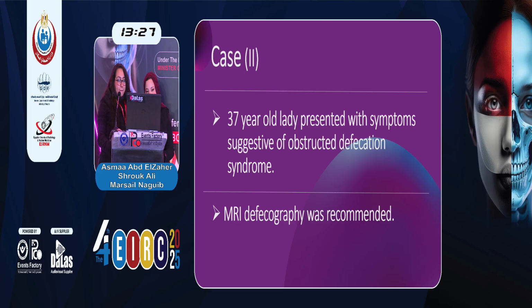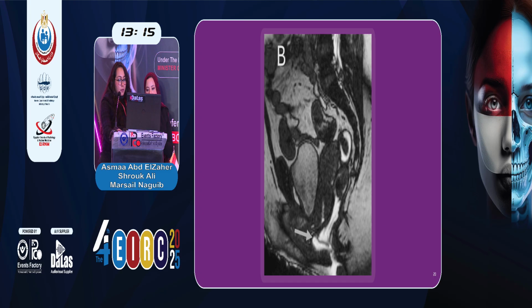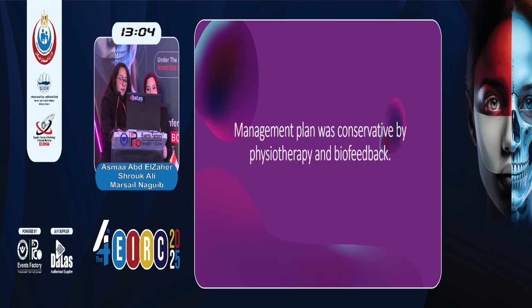The second case, 37-year-old lady presented with symptoms suggestive of obstructed defecation syndrome. MRI defecography was recommended and done. It revealed pelvic floor weakness with rectocele, which is bulge in the anterior rectal wall, cystocele, and uterine descent. The management plan for my case was conservative by physiotherapy and biofeedback.